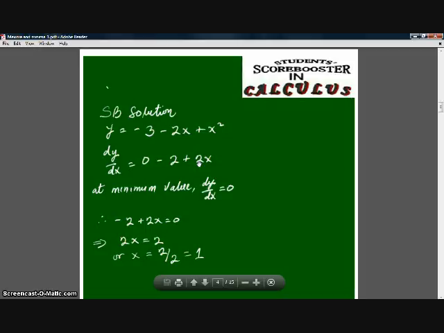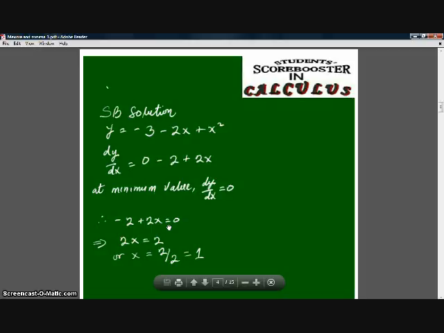So from our definition, we know that at the minimum point, dy/dx is equal to 0, right? So it means we can remove dy/dx and put 0, and that is what I have done here. Meanwhile, I have simplified this function. 0 minus 2 is minus 2, so I'm going to have minus 2 plus 2x is equal to 0, right?